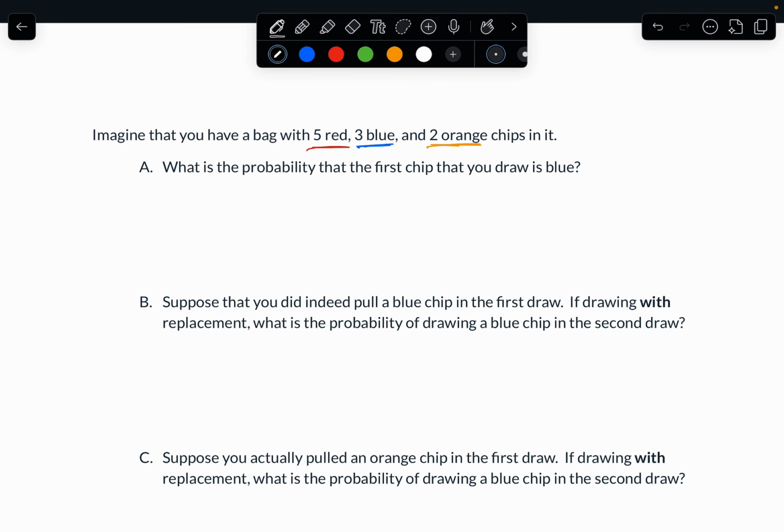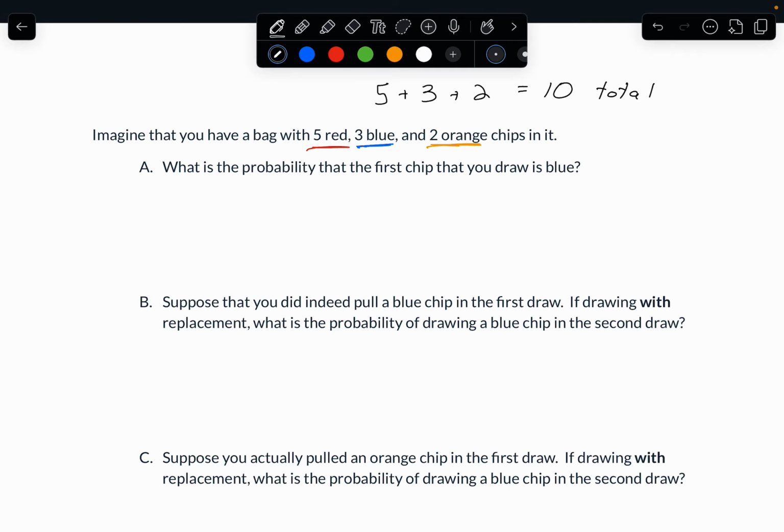Think about how many total outcomes there are. Well, if I look up here, I've got 5 red plus 3 blue plus 2 orange. There's 10 chips in total here. So there are 10 different total possibilities, 10 different total chips that I could draw from this bag.